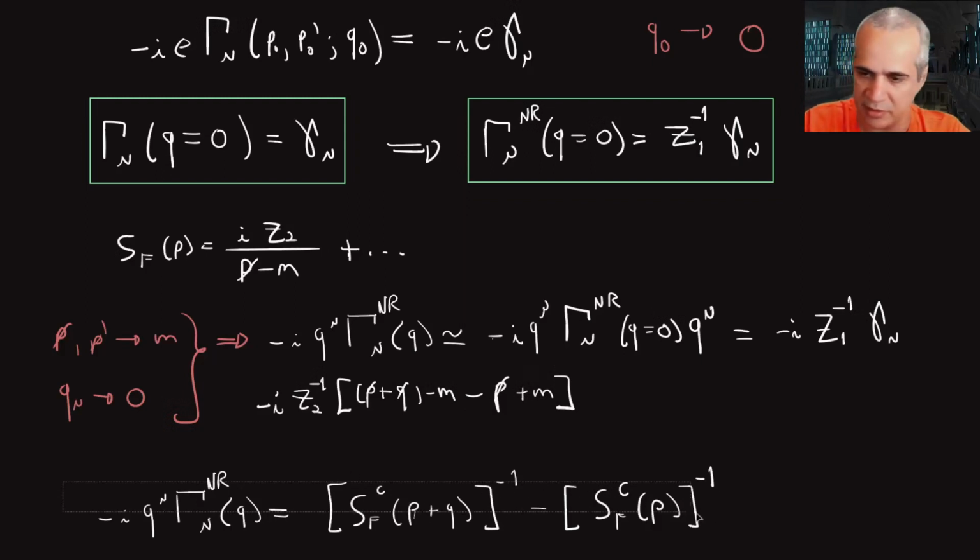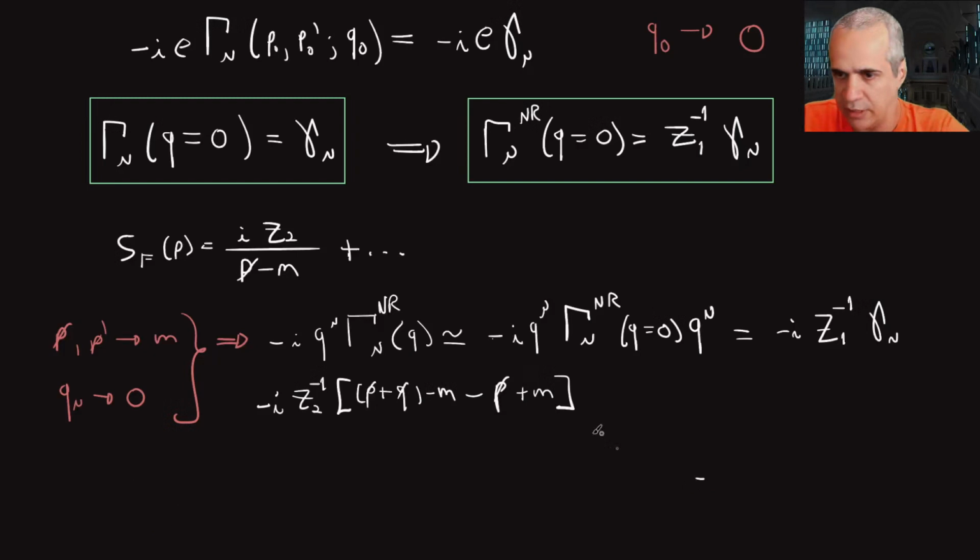Now I can erase this equation, right? And here you see that there are some simplifications. So P slash goes away, M goes away, right? And I have only Q slash.